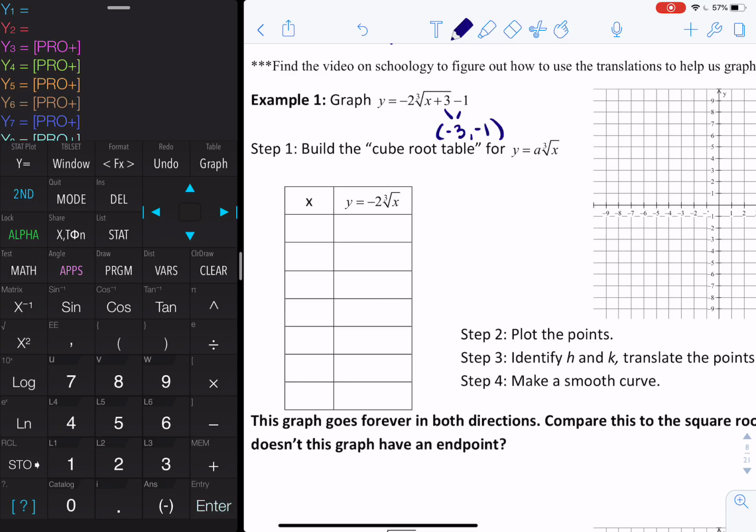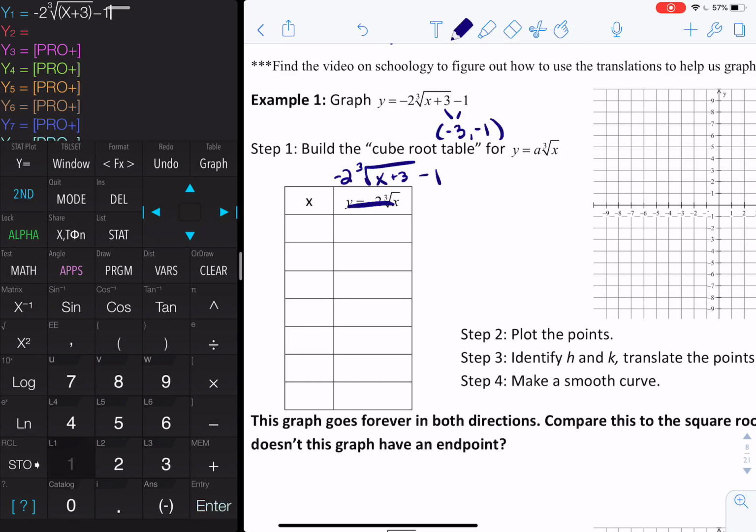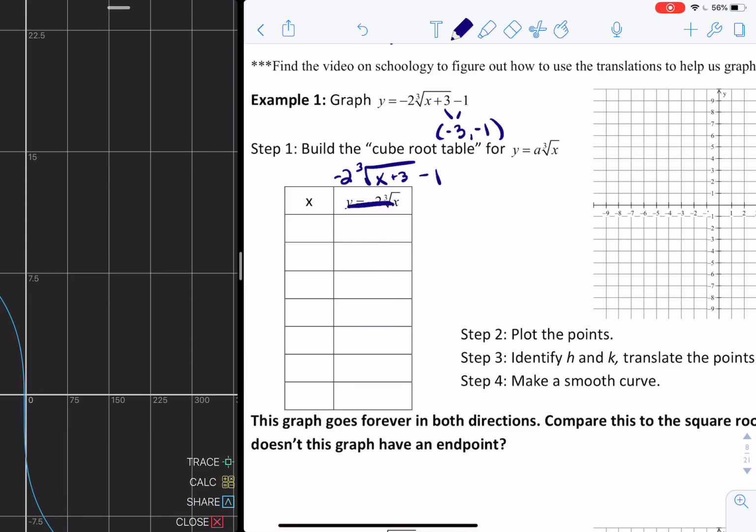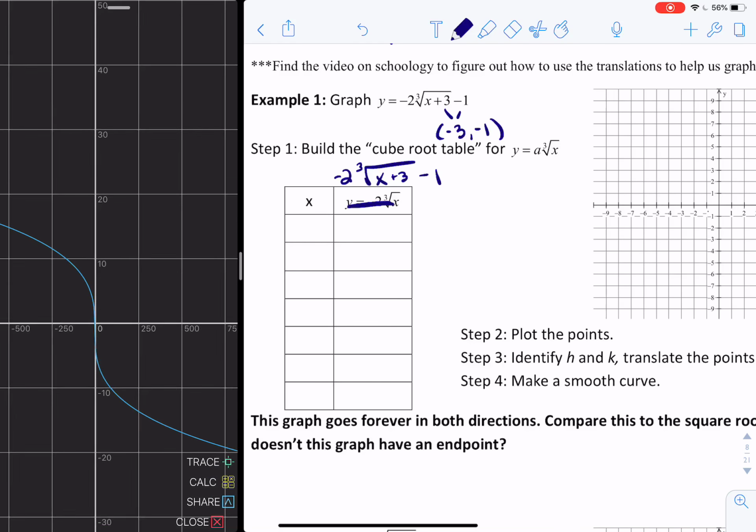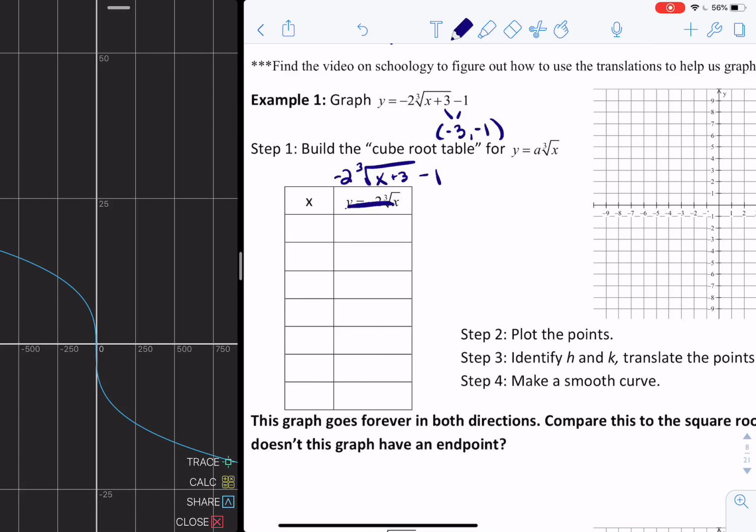So I'm going to type in negative 2 times cube root of x plus 3, minus 1. I'm going to go ahead and type that in, negative 2, hit math, cube root is the fourth one down, parentheses, x plus 3, minus 1. So once you have that typed in, we can take a look at the graph. Notice from what you learned on page 7 how it looks different. It doesn't have that endpoint.